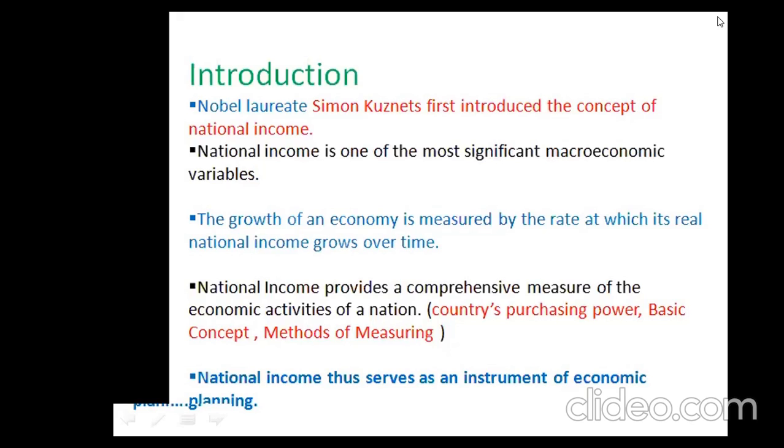That is discussed in the third paragraph. And also we are able to identify the purchasing power of the countries, and the basic concepts of national income and methods of measuring national income are also discussed under the headings. Next is planning. National economic planning is also one of the main things we need to discuss under the heading. Before making an economic plan, we must know about the national income. That serves as an instrument of economic planning.